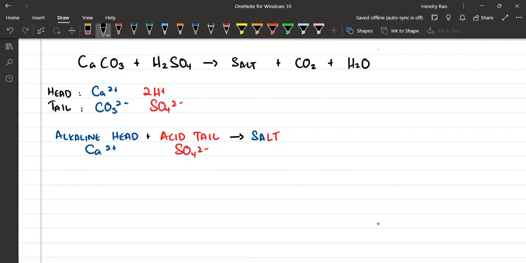I need to get a salt. So my salt is, with color codes, calcium and SO4. It is balanced already. And now I can put in my salt here. So calcium sulfate.